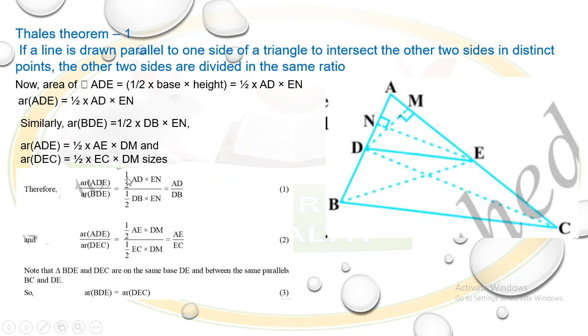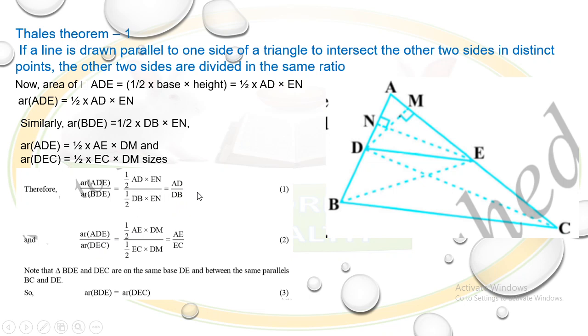Therefore, area ADE divided by area BDE is equal to half into AD into EN divided by half into DB into EN. From this, half and half will cancel, EN and EN will cancel, and we are left with AD by DB. We will call this equation 1.